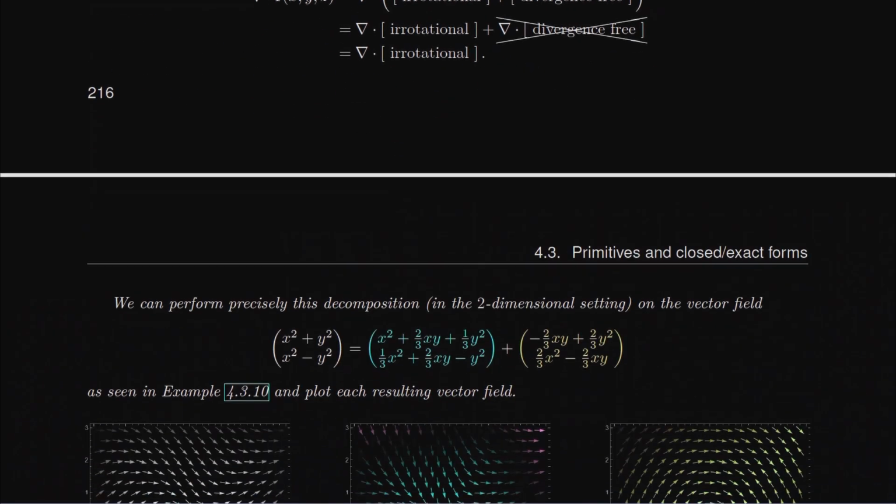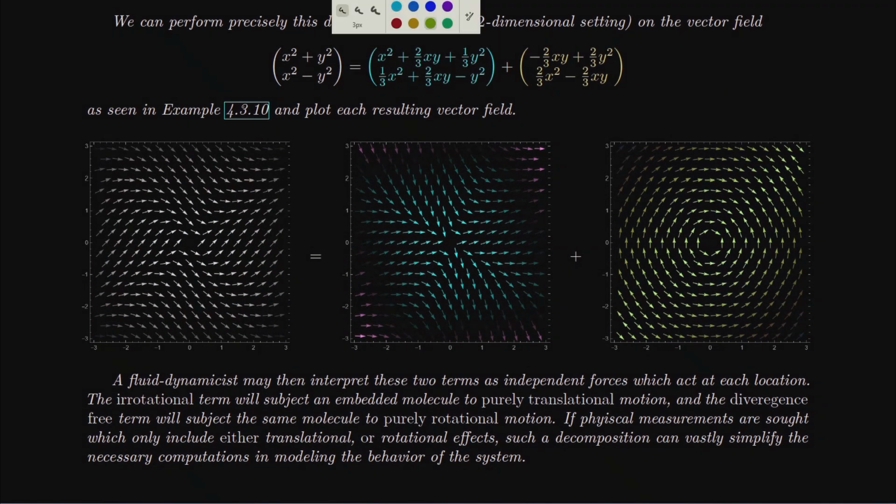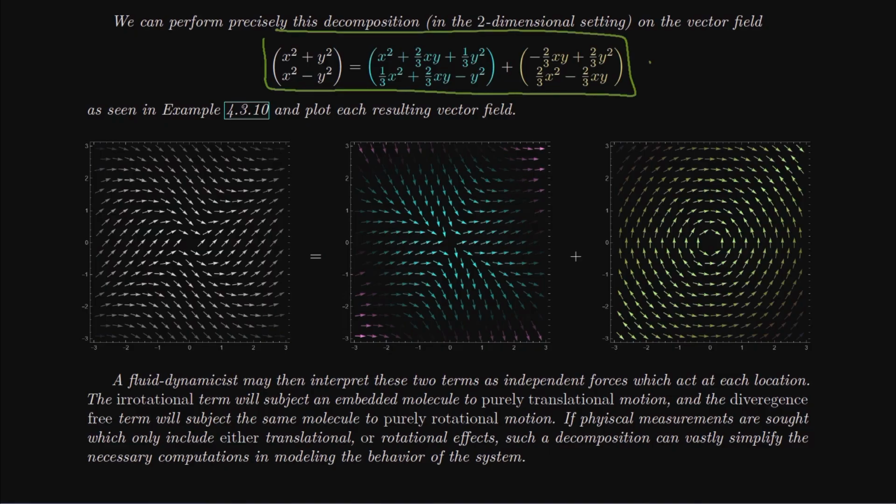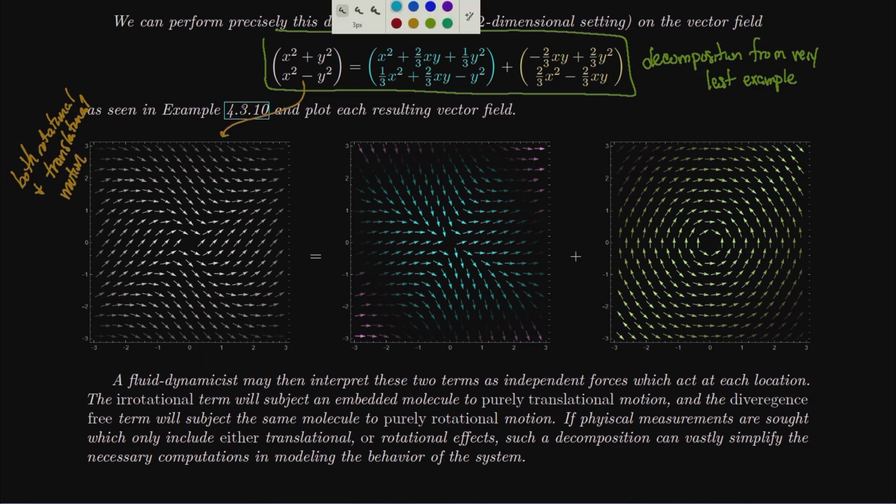This makes a lot more sense if you look at what actually happens. I've actually done this with our very last example. This was exactly the case from the last example, the decomposition from the very last example, and I've plotted each of these as vector fields. On the left, we've got the original vector field, which has both rotational and translational motion, combined together. In the center, I have only translational motion. And on the right, I have only rotational motion.